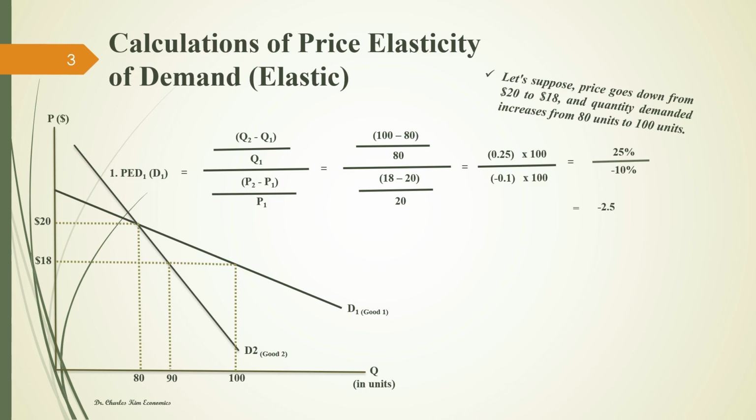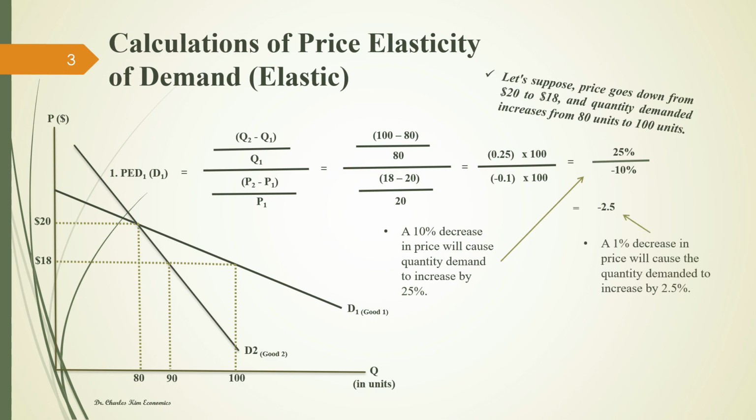25% over negative 10% means that a 10% decrease in price will cause the quantity demanded to rise by 25%. In simplified form, a 1% decrease in price will cause the quantity demanded to rise by 2.5%. This is when the demand is elastic. When demand is elastic, the quantity demanded will show a large change even if price changes a little. As shown on the diagram, when price goes down to $18 from $20, the quantity demanded increases by more than the price change, that is, from 80 units to 100 units.